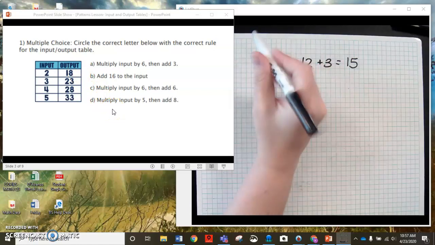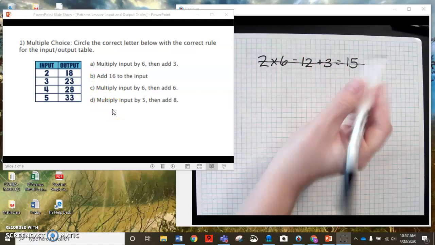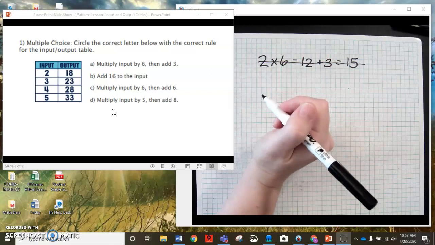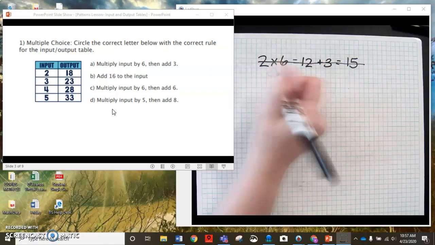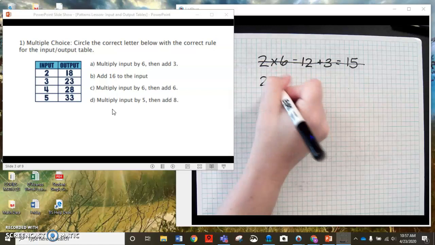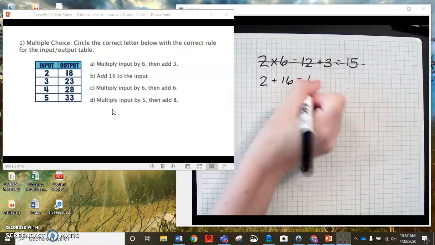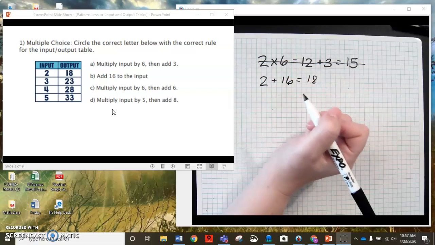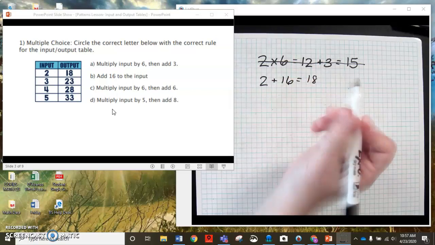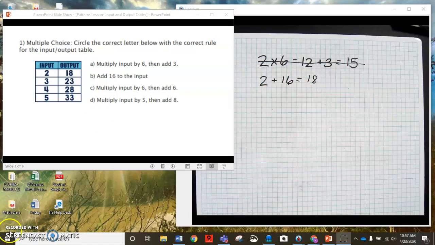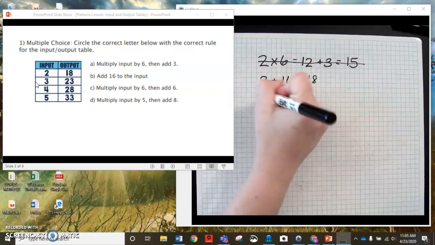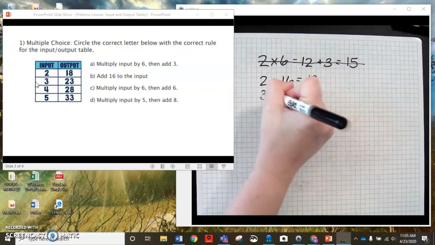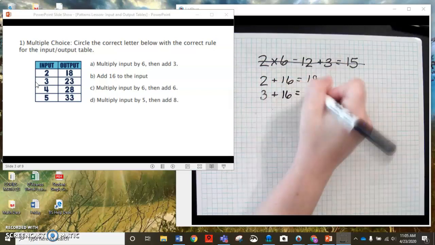The second rule offered says add 16 to the input. So let's test that theory. If I have 2 and I add 16, I get 18. So far that rule holds true. Let's try it for the second input. So our second input is 3. So again, I'm going to apply the rule and put 3 plus 16 equals 19.